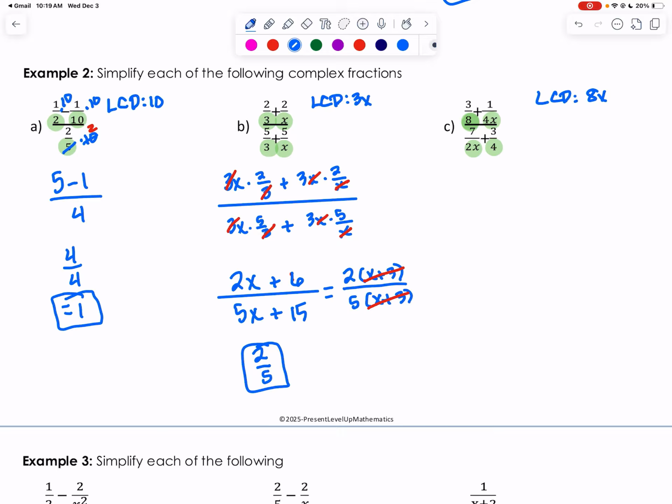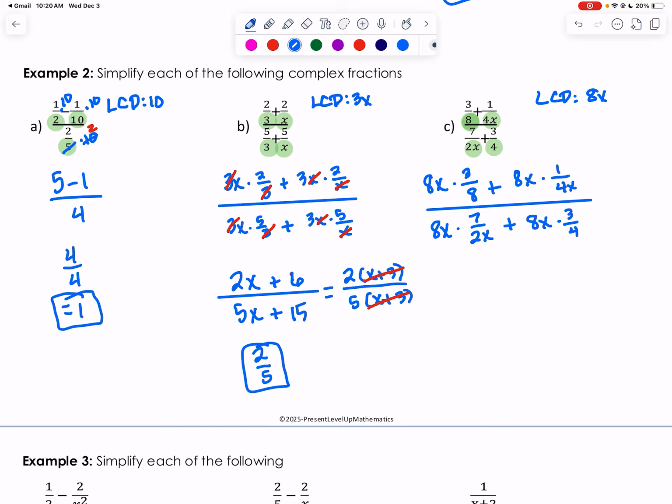All right, welcome back. Let's see how you did. Hopefully, you wrote down this first step, which was to multiply everything by 8x. So 8x times 3 over 8 plus 8x times 1 over 4x, 8x times 7 over 2x plus 8x times 3 over 4. Again, writing out this step is crucial to getting the answer right on these.